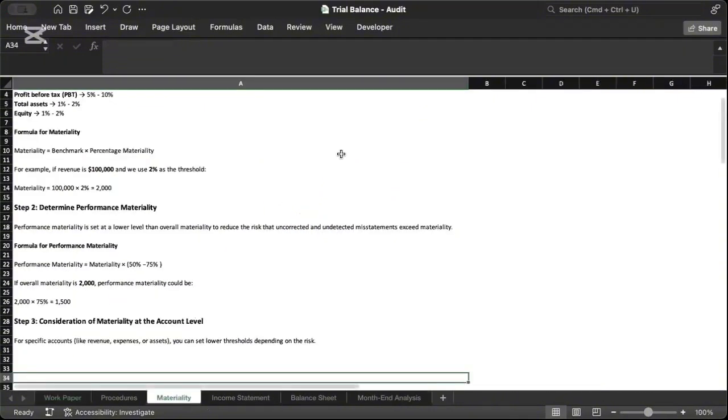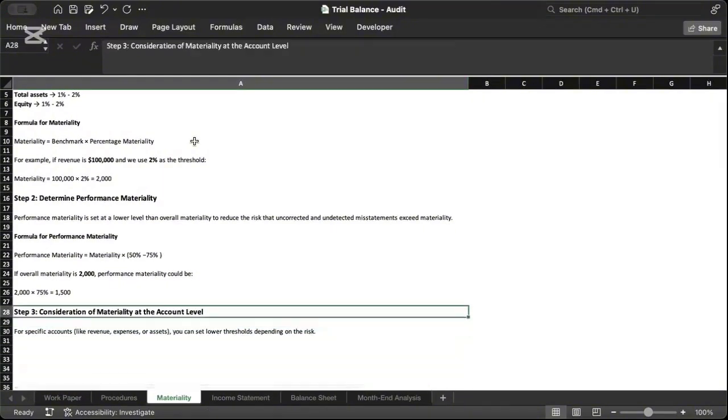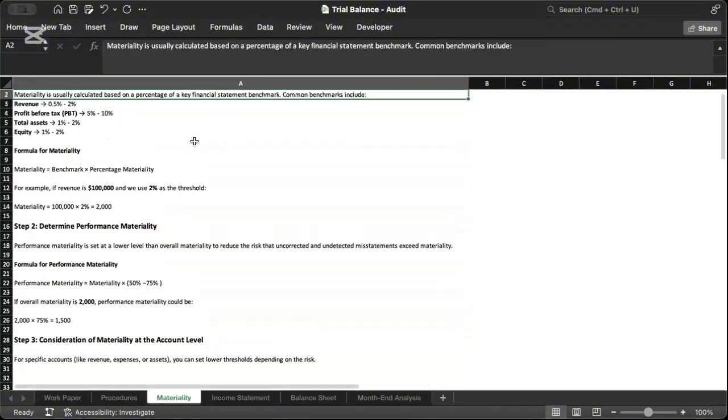So I'm going to switch over here. Materiality is a key concept in auditing. This is the biggest number an auditor considers important. If an error is bigger than this number, it could change how someone views the financial statements. It helps auditors determine the significance of an error or misstatement in the financial statements. Materiality is usually calculated as a percentage of a key financial benchmark, such as revenue, profit before tax, total assets, and things like that. So we can see up here.